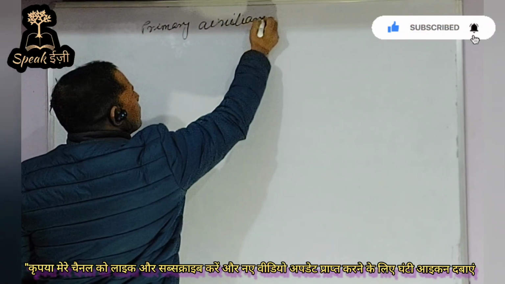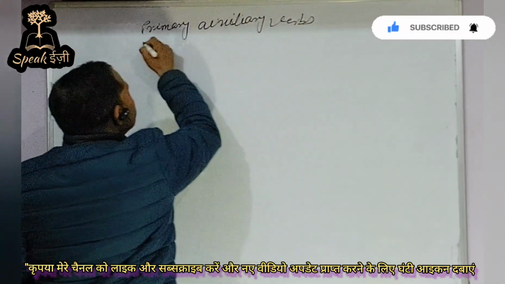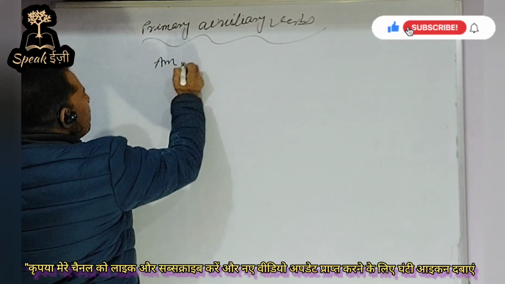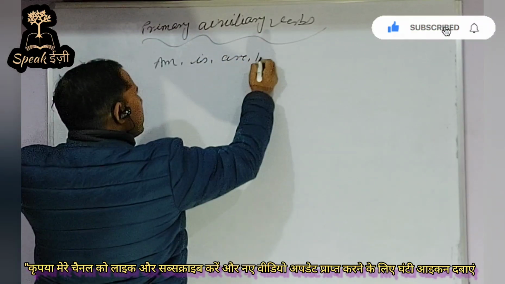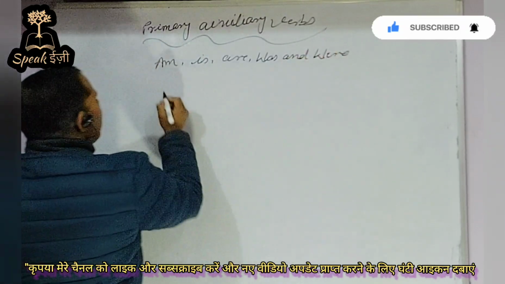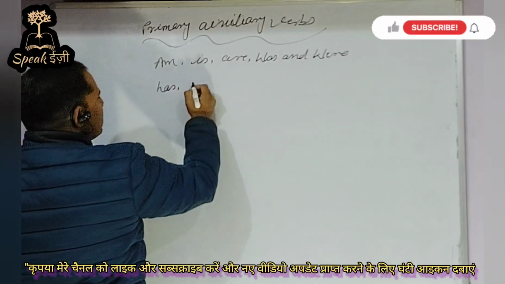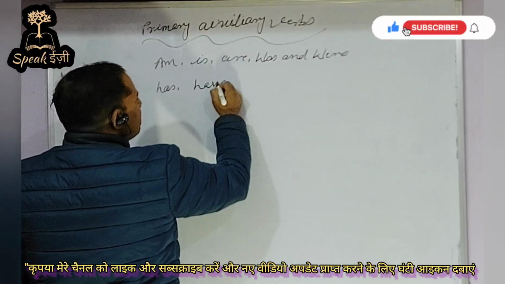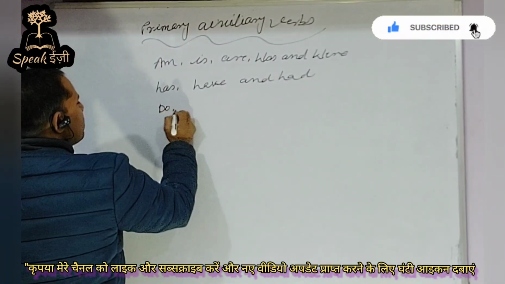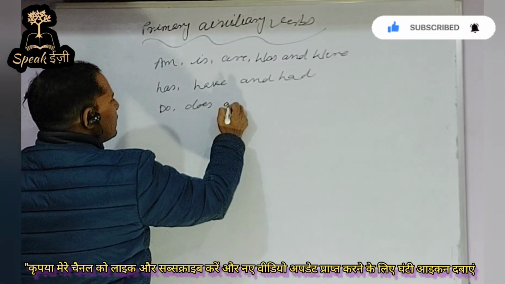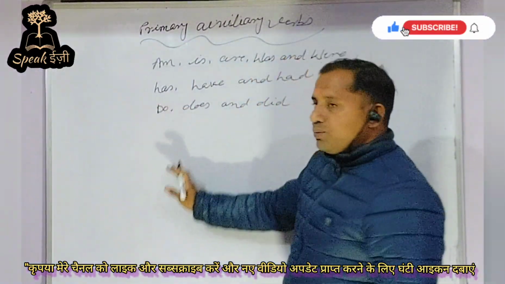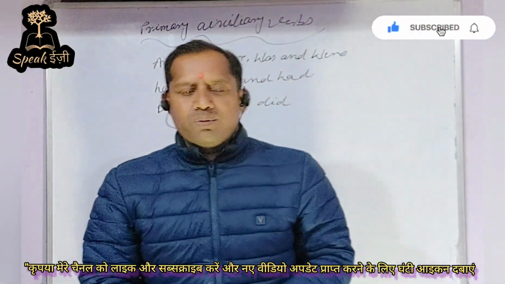So the first type of verb which I am talking about is primary auxiliary verbs. So, what are these primary auxiliary verbs? These are am, is, are, was, and were. The second list of primary auxiliary verbs is has, have, and had. The third list of primary auxiliary verbs is do, does, and did. Simply, these are the verbs which are known as primary auxiliary verbs.